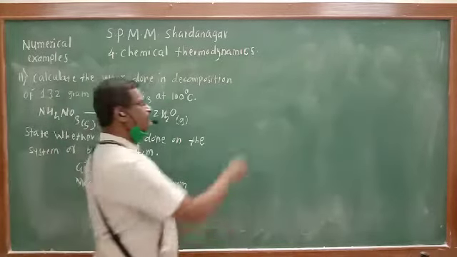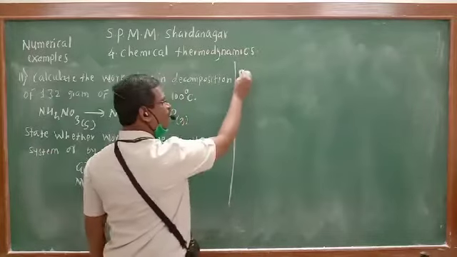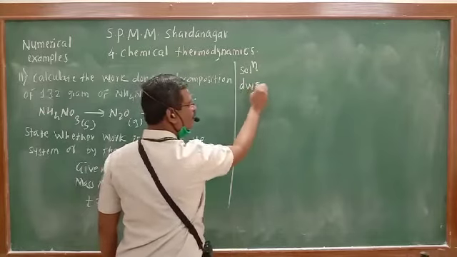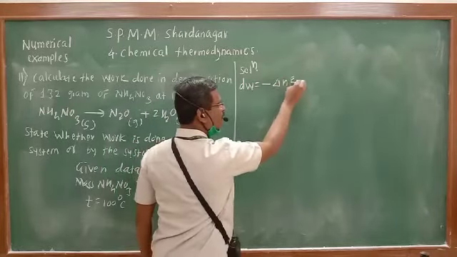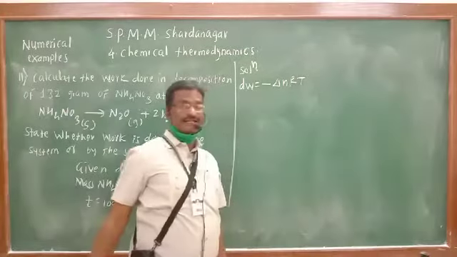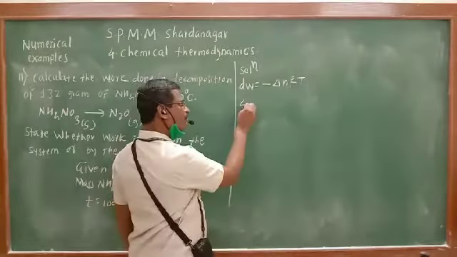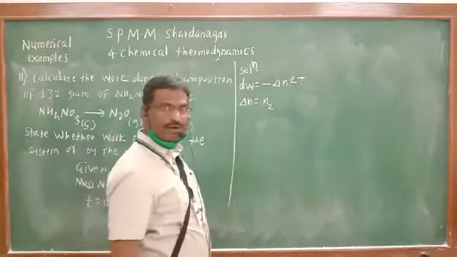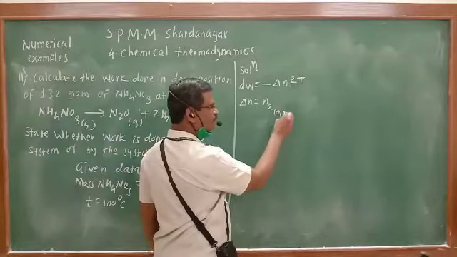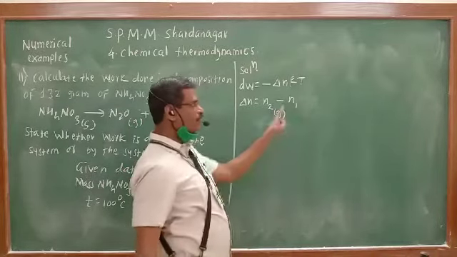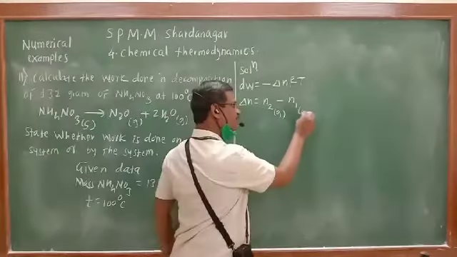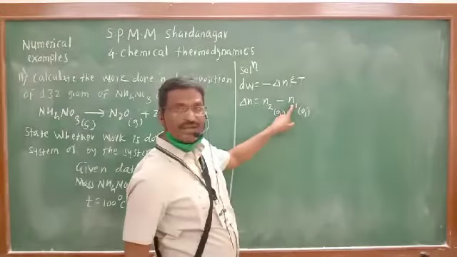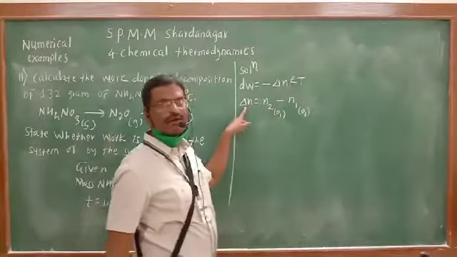During the chemical reaction, we know how to calculate the work done. What is that formula? dW will be equal to minus delta nRT, where delta n is equal to n2, that is number of moles of product in gaseous state, minus n1, number of moles of reactant in the gaseous state. Gaseous product moles minus gaseous reactant moles will give us the value of delta n.